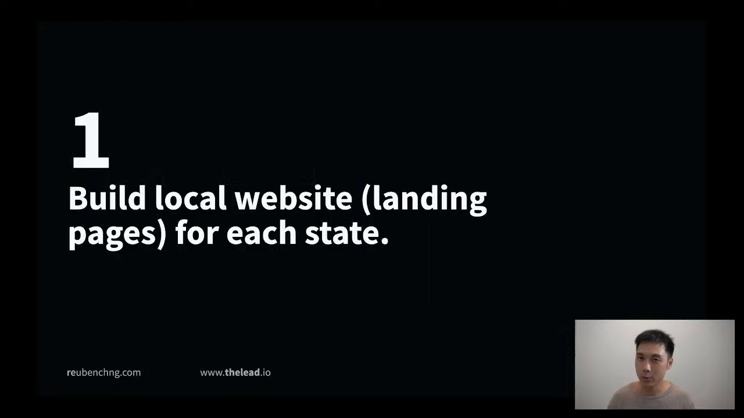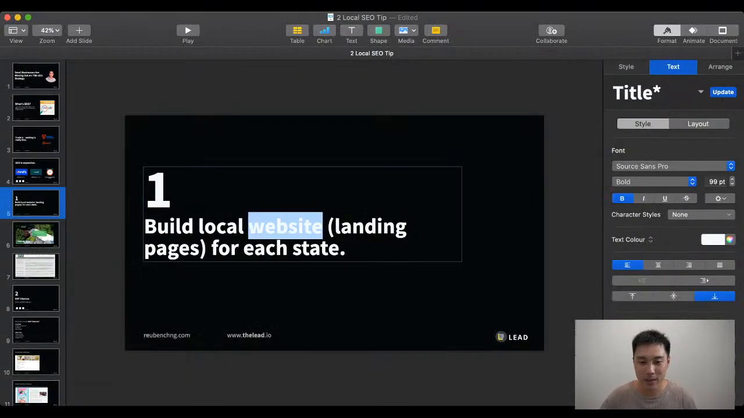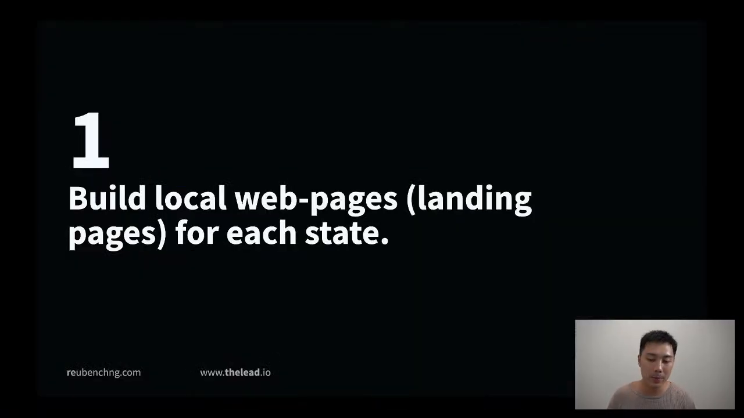So the first one, really simple, is to build local web pages. I missed a word there. Local web pages. Okay, let me just change this. Yeah, I think this is a mistake. Build local web pages, aka landing pages for each state.